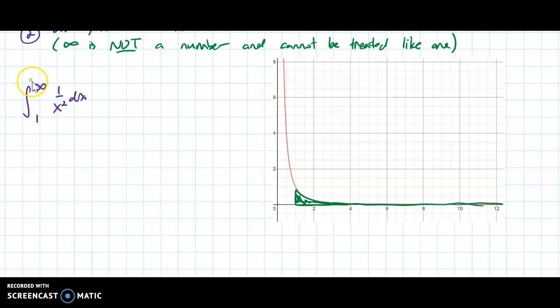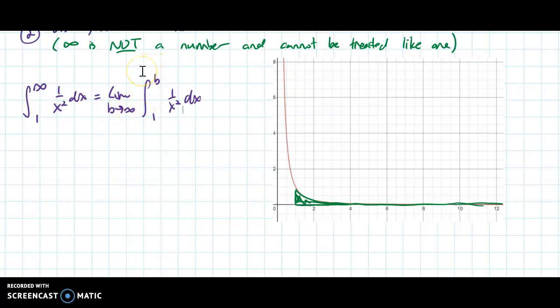Normally we have numbers in our bounds. So anytime I have an infinity, I need to just use limits. So what I'm going to do is write equals the limit as b goes to infinity of the integral from 1 to b of 1 over x squared dx. And notice now b is a number, and I'm looking at the limit as that number goes to infinity.